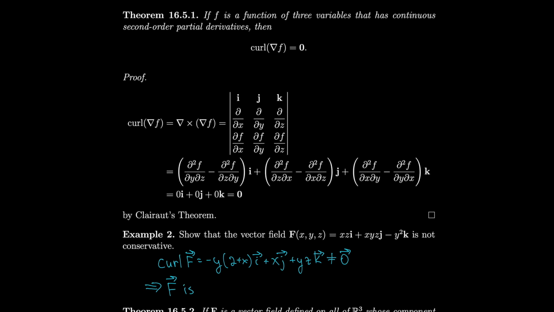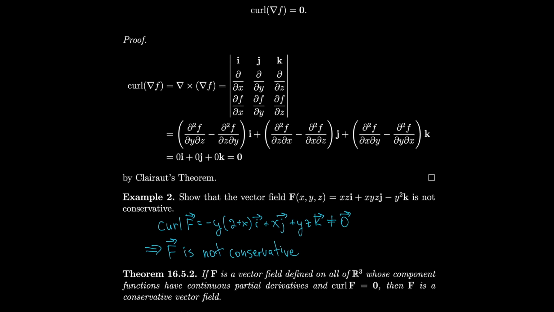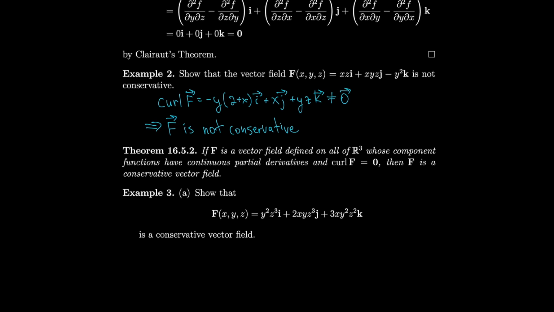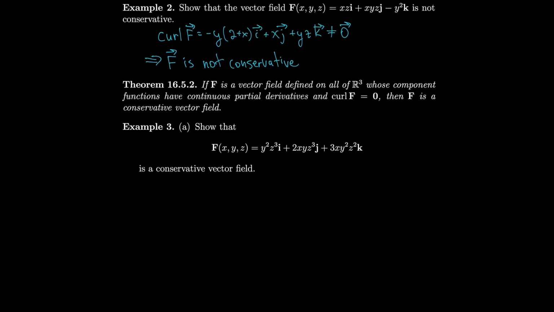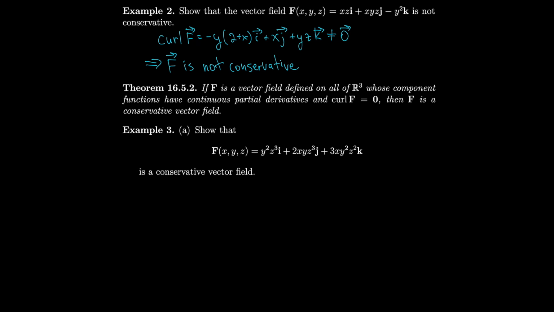So we have a pretty quick way of checking if a vector field is conservative or not. If f is a vector field defined in all of R3 whose component functions have continuous partial derivatives and the curl of f is equal to 0, then f is a conservative vector field. Notice this is our converse, except that as we've seen before, we don't usually get a perfect converse. We have to make an additional assumption.